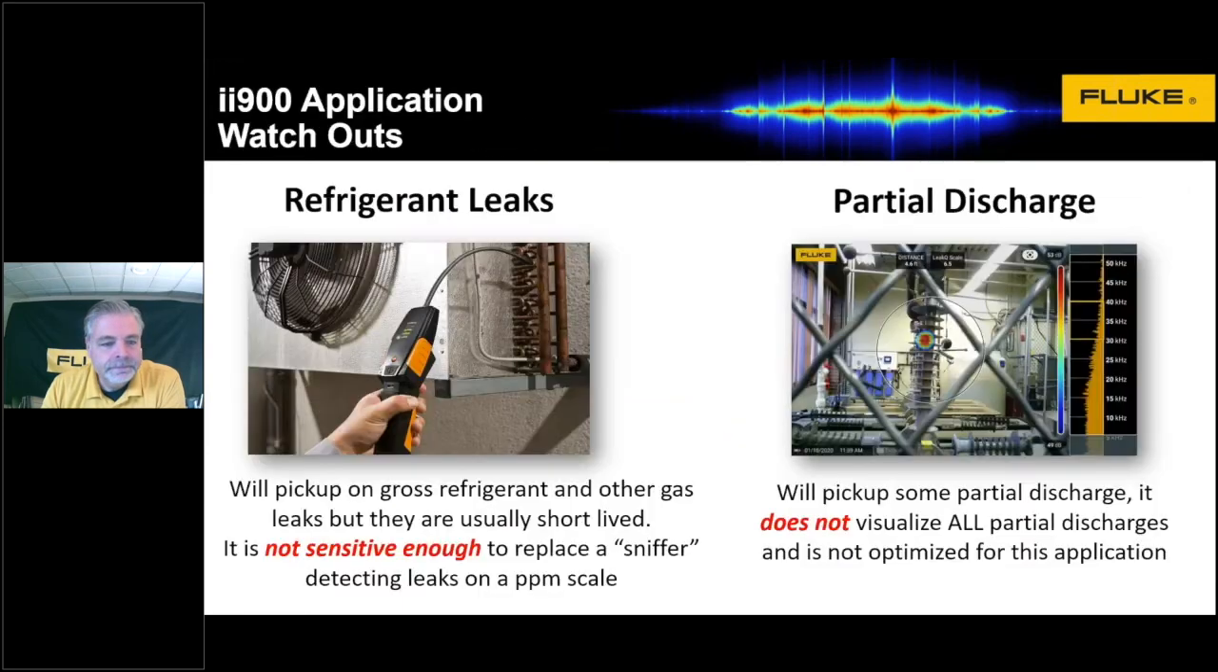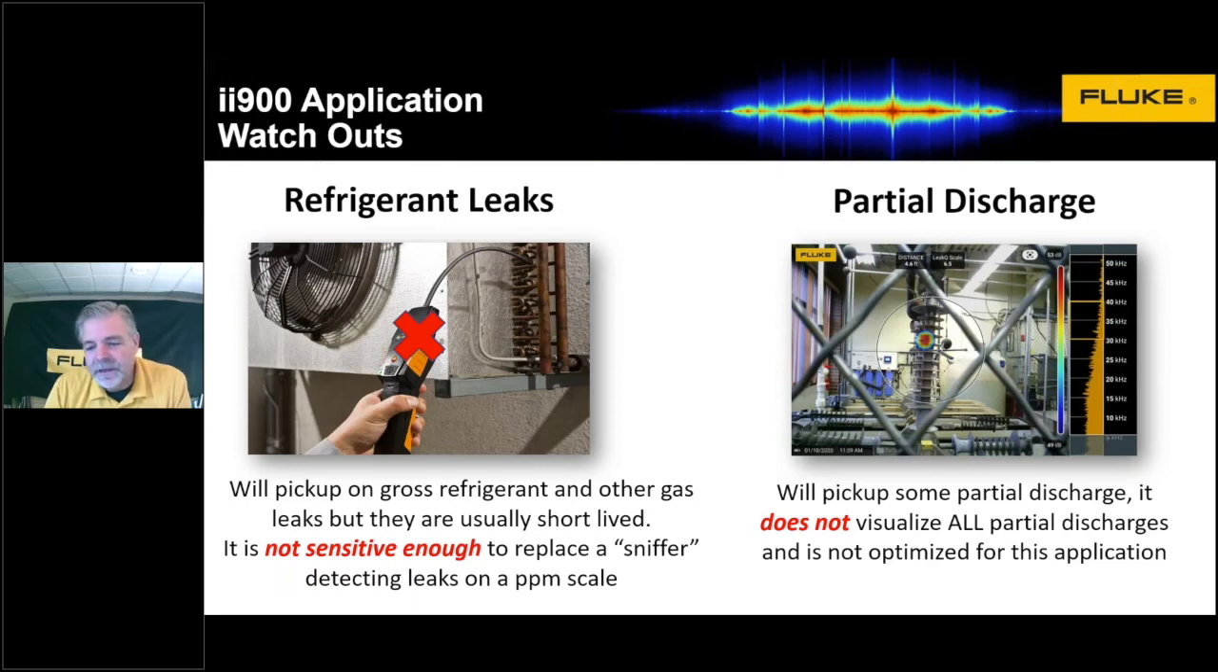So let's talk about some things that we don't do with the ii900. Refrigerant leaks, we get asked this question occasionally. The problem with refrigerant is that it's a closed system, and when a leak happens, it usually doesn't last very long. Even if it did, there wouldn't be enough volume to create the sound that we need to be able to hear it. So we defer to this one as something we won't do. We recommend that you use a leak detection sniffer and actually try to sniff out the actual gases that are coming out of your refrigeration system.